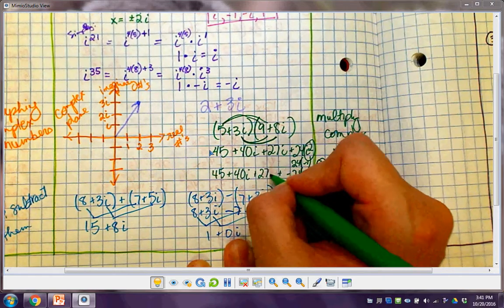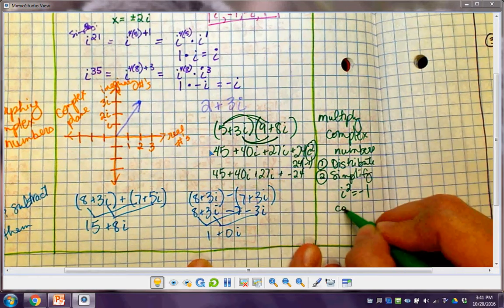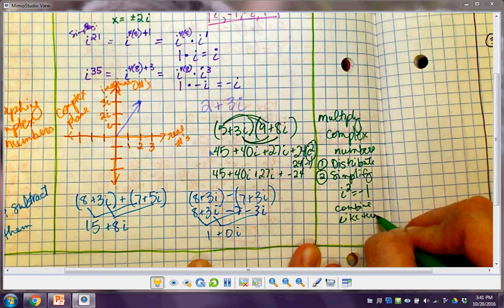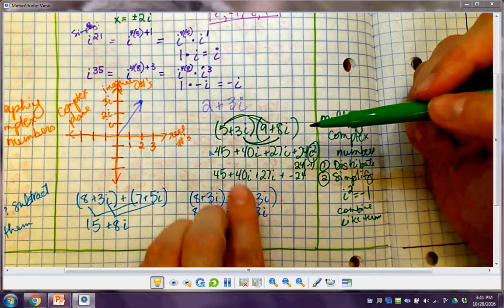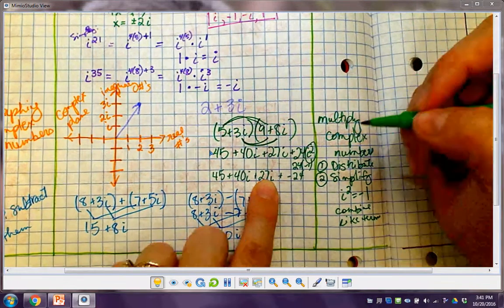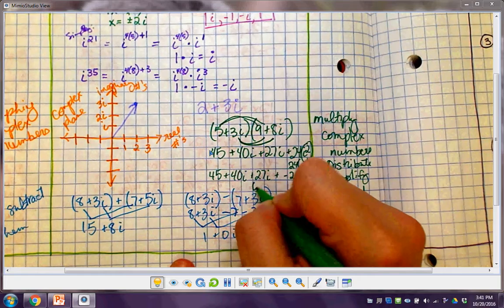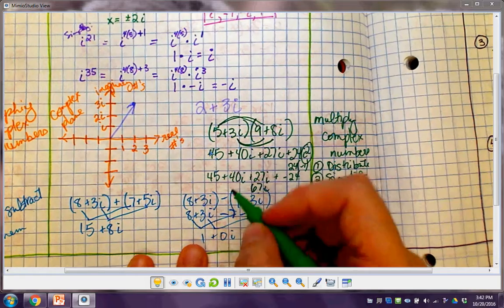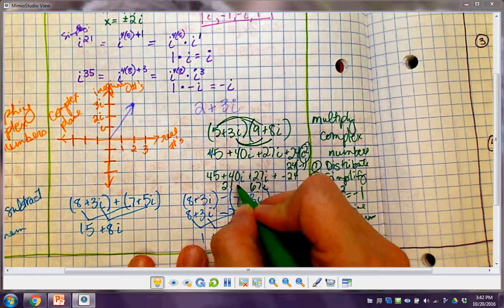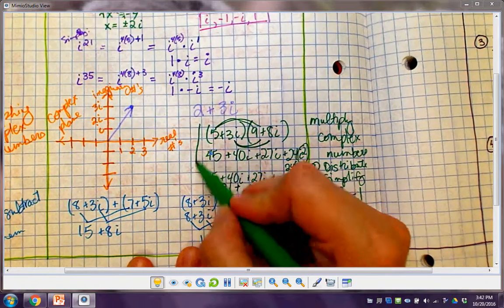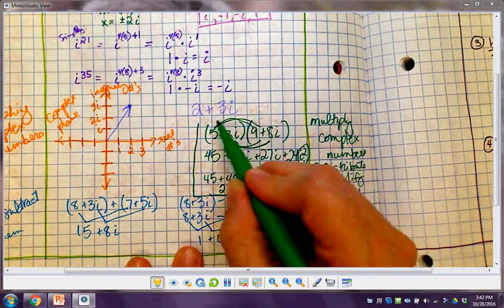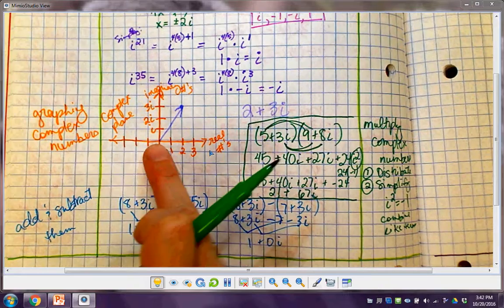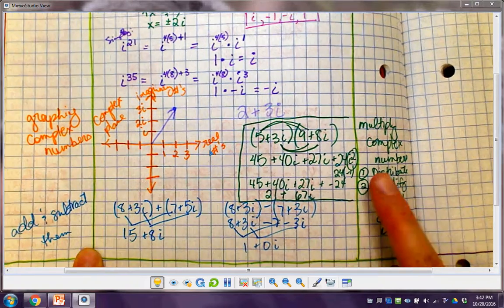And then the last thing is to combine like terms. So what is 40i plus 27i? Well, that's 67i. And what is 45 minus 24? That is 21. So I have to squeeze that in, but that's the last example. So 3 things you need to be able to do with complex numbers: graph them, add and subtract them, and multiply them.